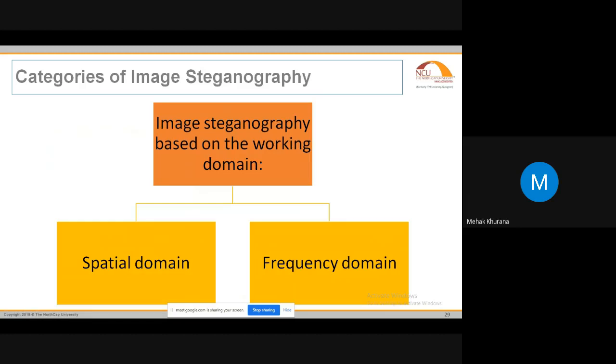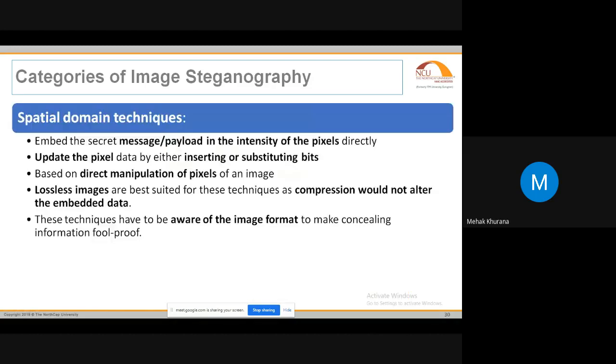Now, I told you that we have selected the cover, the image, but now we have to select the method with which we are going to hide the data. Image steganography is further divided into two domains, the spatial domain and the frequency domain. Next, sir, please. The cover can be any cover, that is your image, audio, video, or anything. But they are further divided into two methods, which are spatial domain techniques, or you can use frequency domain techniques.